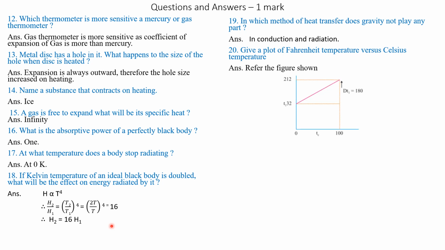Next question. Give a plot of Fahrenheit temperature versus Celsius temperature. Please refer the figure here. The x-axis is Celsius temperature, that is degrees Celsius, and y-axis is degrees Fahrenheit, and the plot is shown in the figure here. So in Fahrenheit scale, the initial 0 is 32 and boiling point is 212, whereas in Celsius scale it is 0 and 100 degrees, that is melting point and boiling point of ice.